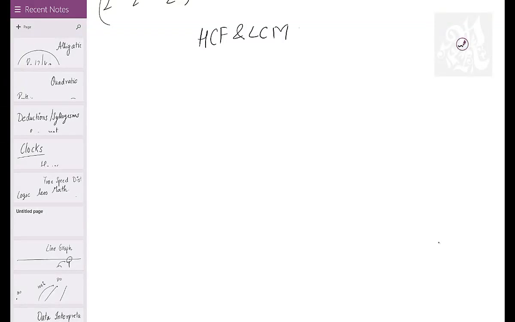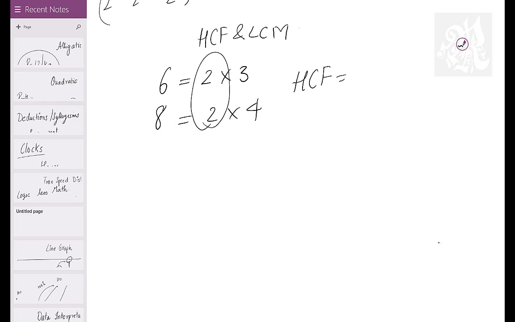Okay, HCF and LCM, have a look. Let's say I have two numbers, 6 and 8. Now 6, when I factorize, I get 2 3s are 6. 8, when I factorize, I get 2 4s are 8. I get a 2 common in both of these, and I say HCF of 6 and 8 is going to be 2 because 2 is something that I can take common from both of these. Why do I say it is highest common? Because I cannot take anything more common because the remaining numbers are 3 and 4.